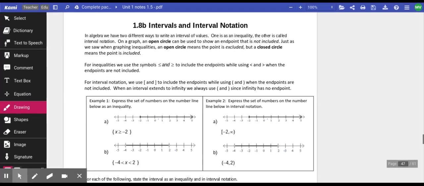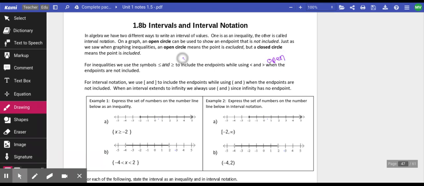Hey everyone, this is a continuation of our 1.8 domain and range. This is talking about different ways of notation, interval notation versus intervals. So, what we did in our previous videos, we used inequalities to show, and an open circle, remember, is when it's just less than or greater than, and those are not included values.